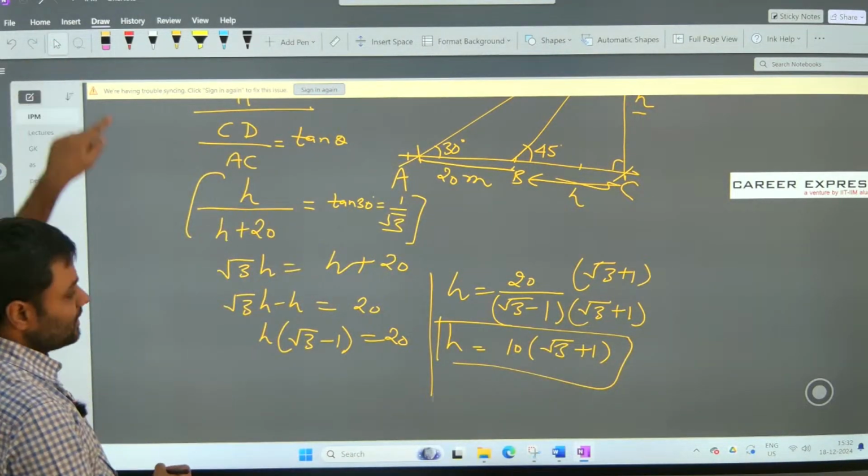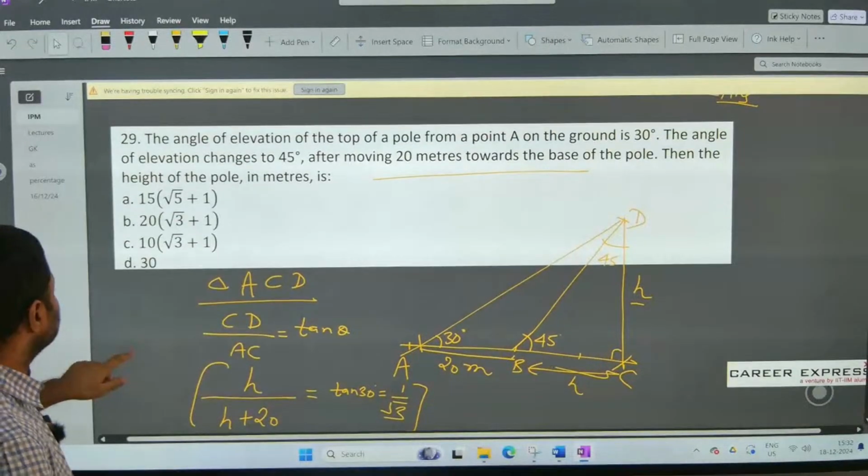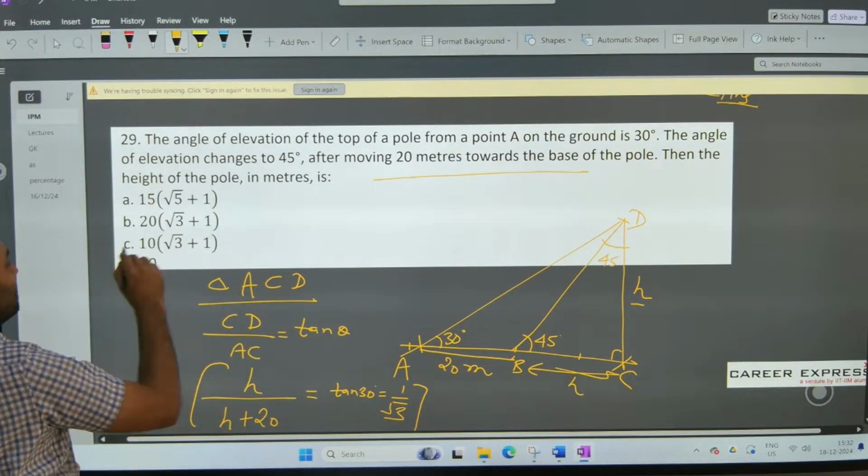So let us match the answer. 10 times root 3 plus 1 is option C. Hence, the answer is option C.